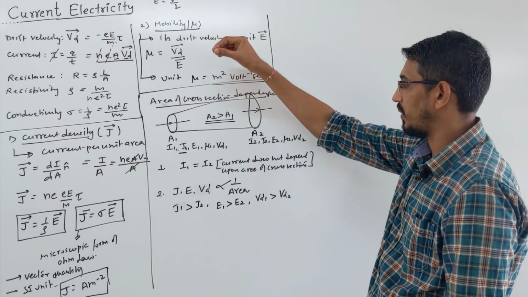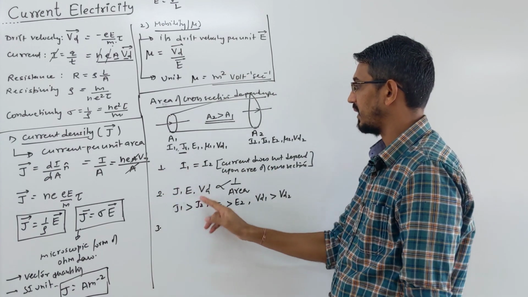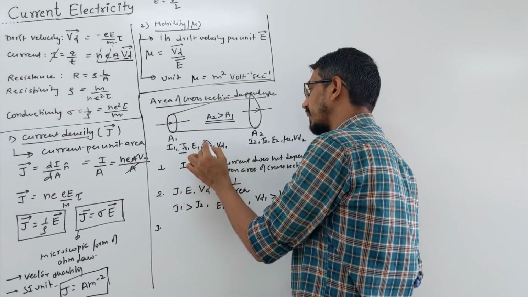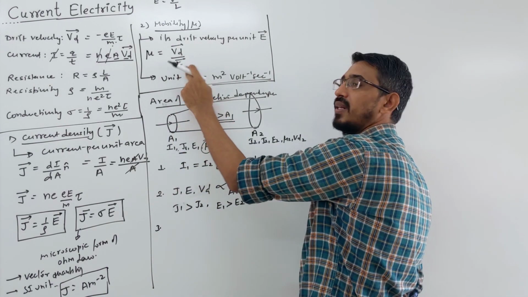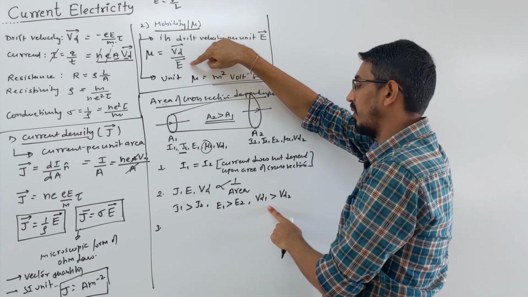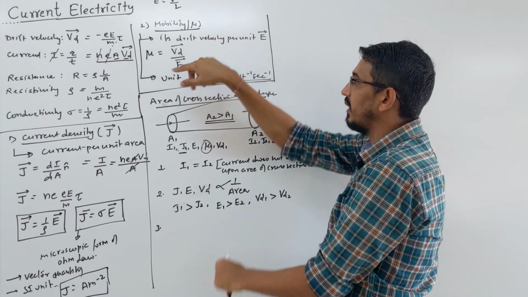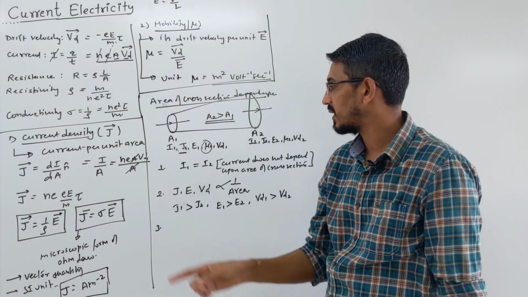Then the last point: I said 5 things, current I have done, these 3 things I have done. Now this point, mobility. So watch the mobility formula: drift velocity by electric field. Drift velocity varies inversely proportional to area. Electric field varies inversely proportional to area. It means your mobility also does not vary, just like current.